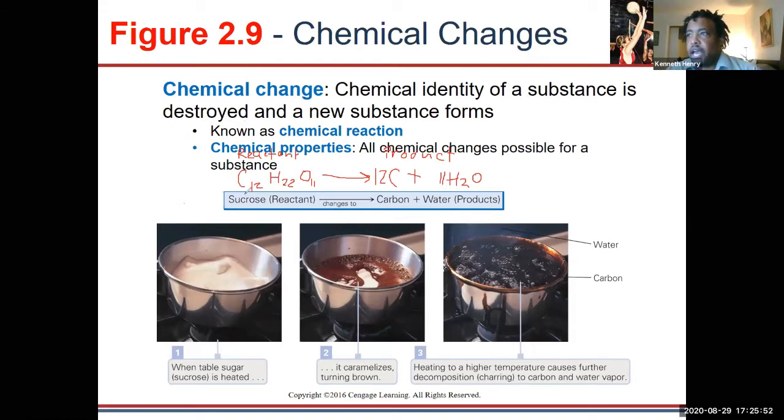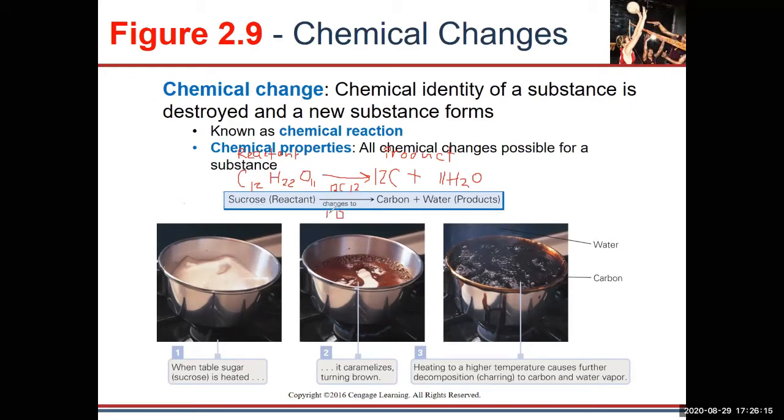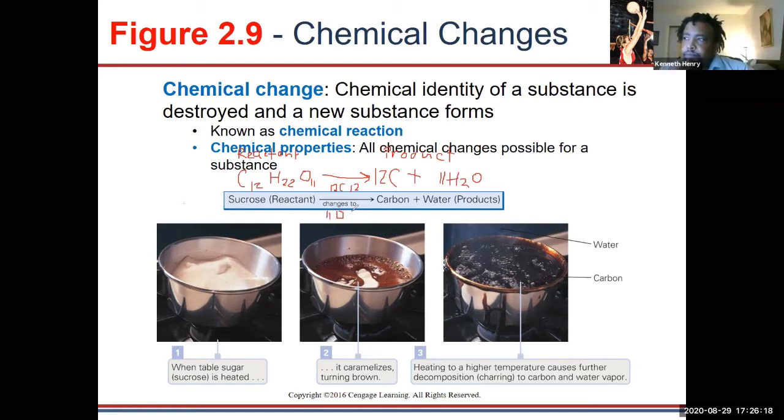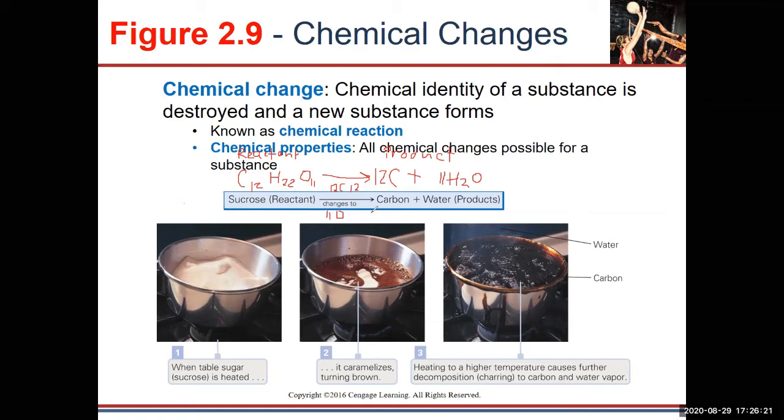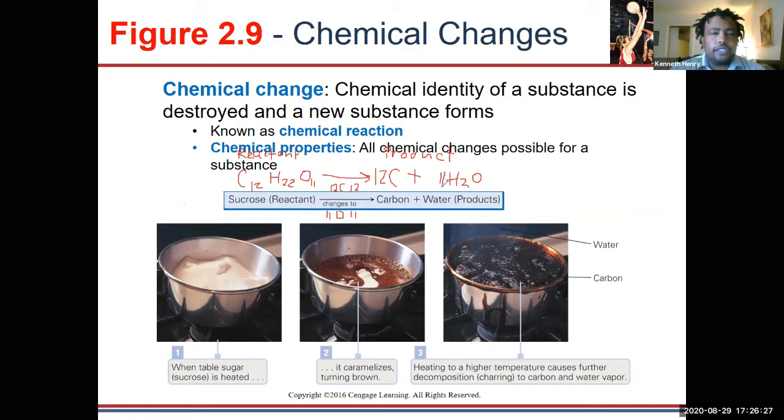Because if you look at this, how many carbon do I have over here? 12. Okay, so I have 12 over here on the reactant side. And then how many do I have on the product side? 12. How many oxygens do I have on the reactant side? 11. And then on the product side? 11. Yep. And these are called coefficients. Your coefficients tell you how many you have of that whole entire molecule. So that means you have 11 oxygens.